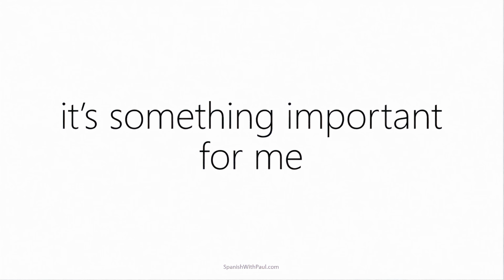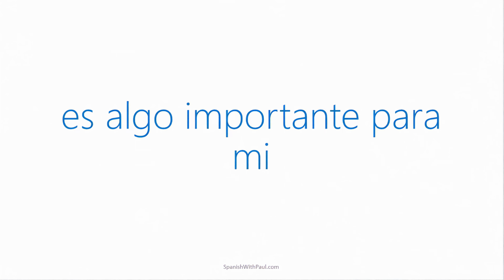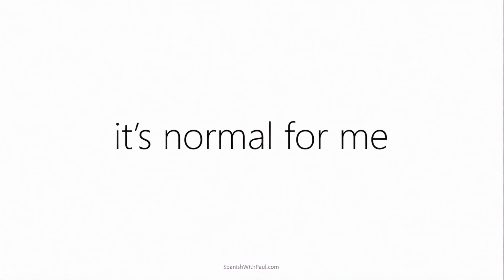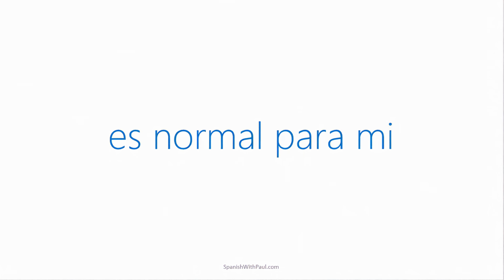Algo. How would you say something important? Algo importante. Now say, it's something important for me. Es algo importante para mí. Do you remember how to say the word normal? Normal. Now say, it's normal for me. Es normal para mí.